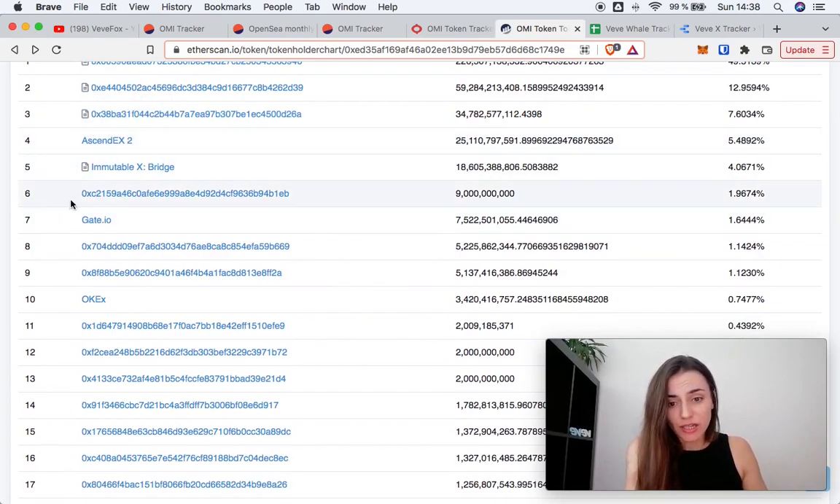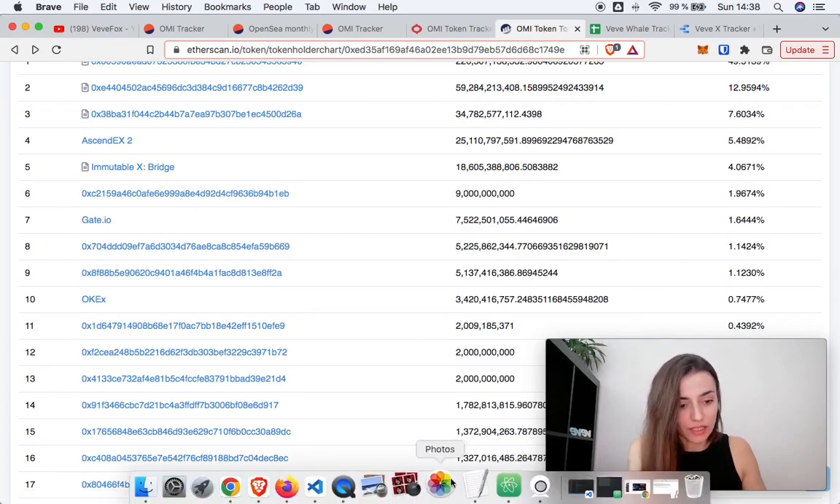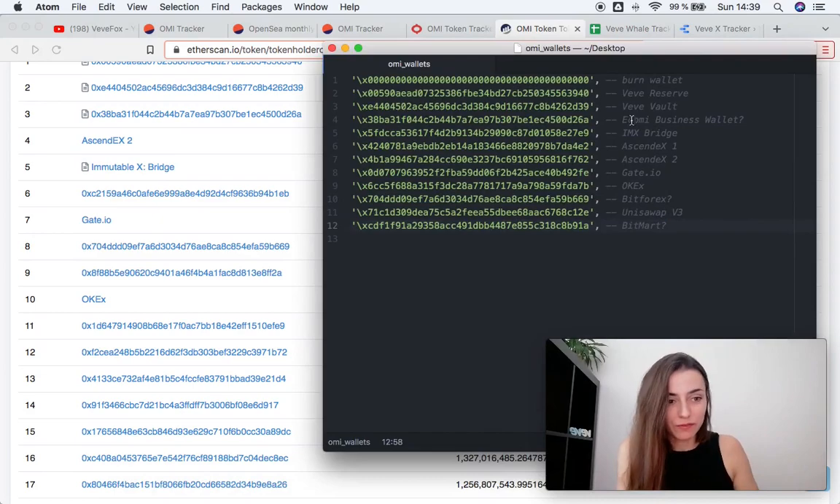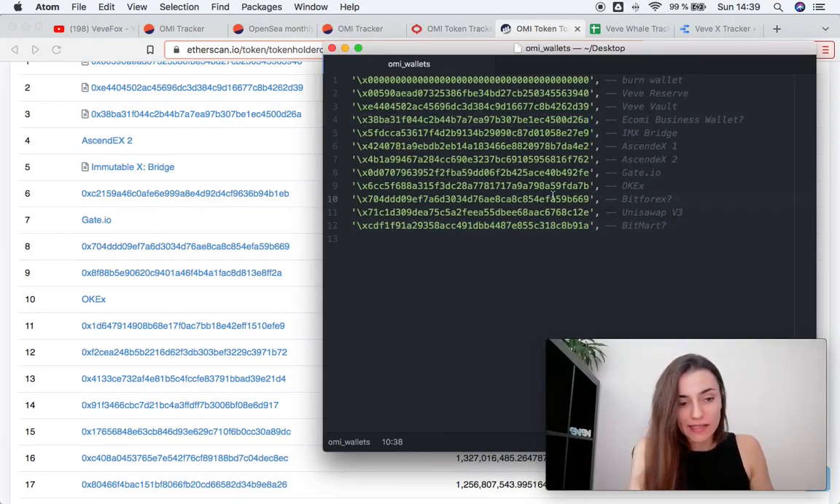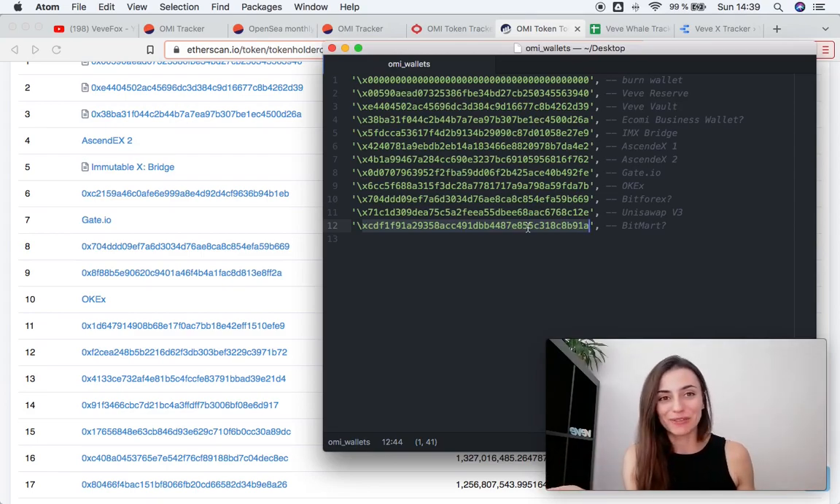Some of the exchanges are labeled, but not all of them, so I have a list of identified addresses. However, for example, this wallet might be Bitforex, or it might be Bitmart, but I'm unsure about it. So if there's anyone out there who knows which wallet corresponds to any of the other exchanges, or maybe to the founders or any other interesting person, and wants to share it with me so we can track it, then just let me know.